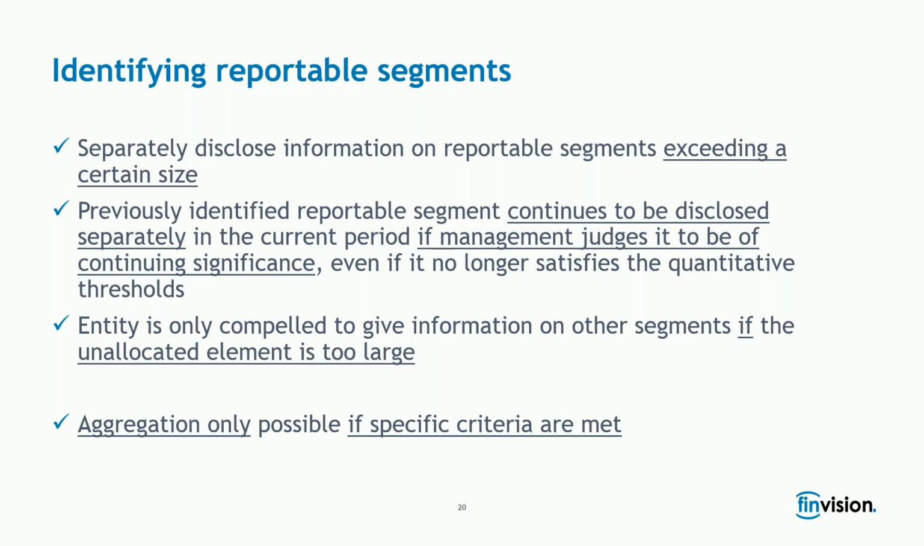So once it has been reported separately, there will be another judgment if that reportable segment would decrease. It will be a judgment level. Is it still significant? And as such, should it continue, yes or no? And then in the end, you can aggregate. However, as soon as the unallocated becomes too large, you will still need to continue to identify more than one reportable segment. We'll come back to that later on. So important, you can only aggregate looking at the different criteria and making sure that you meet them all.